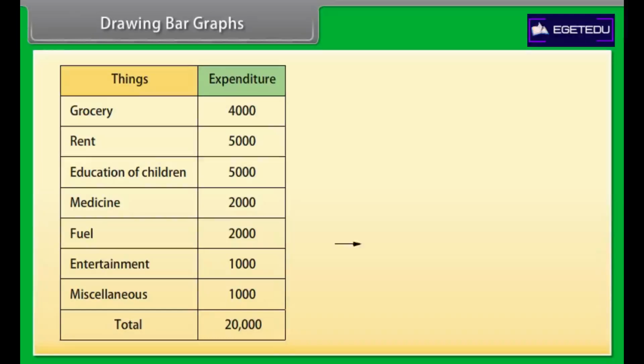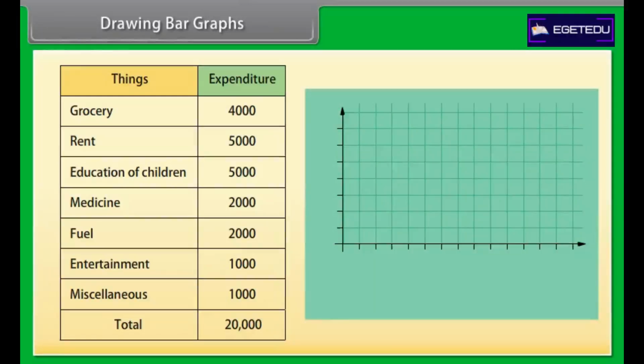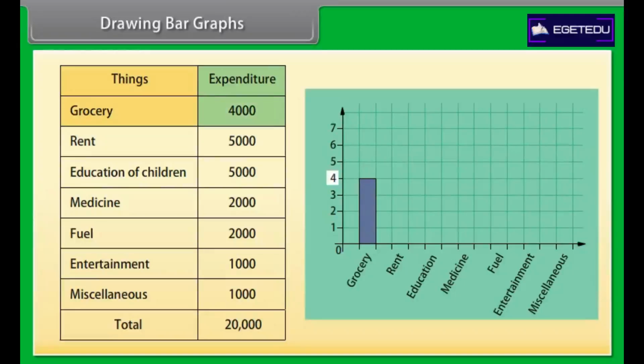For making the bar graph, we use the things given on horizontal axis and expenditure on vertical axis. Mark the things and the expenditure on both the axes. Here 1 means 1,000, 2 means 2,000. Now to represent our first thing, that is grocery, we have to make a bar of unit 4.